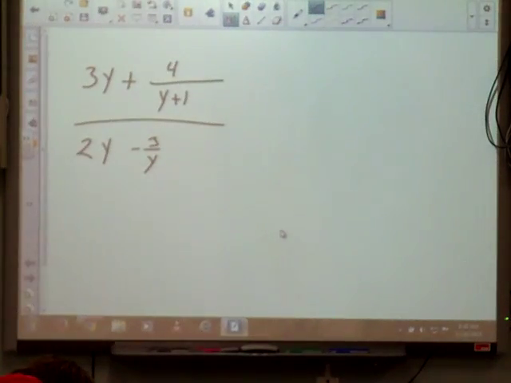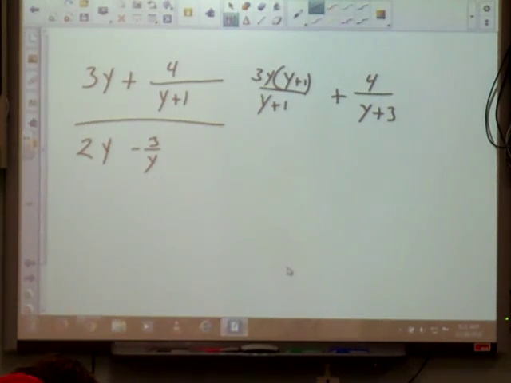All right, here we got 3y plus 4 over y plus 1 over 2y minus 3 over y. Okay, so let's just do one section at a time. Let's look only at the top. What will our common denominator of the top be? Good, y plus 1, right? So I'm going to put y plus 1 on both pieces. Now this 3y here didn't have a y plus 1 at all, so I got to multiply it by y plus 1, right? This 4 already had it, so I don't have to mess with that.